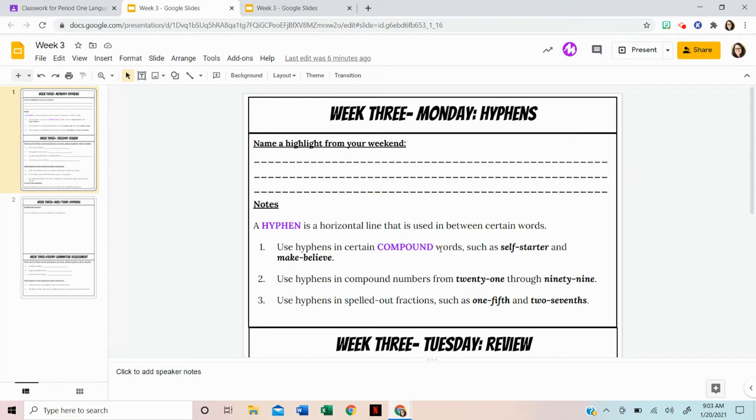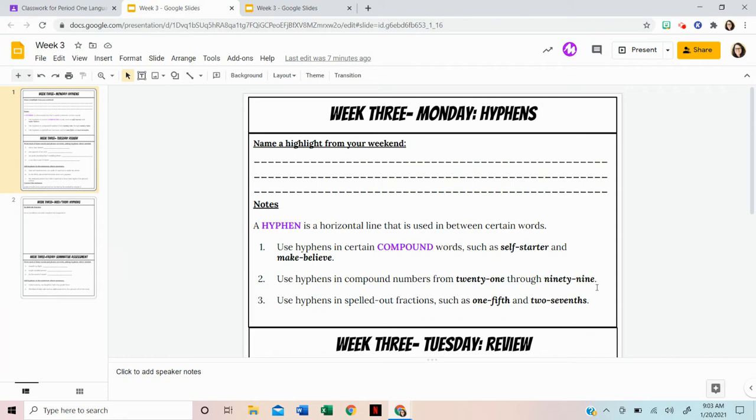So we use hyphens in compound words. Your example is self-starter and make-believe. If we want to combine those compound words, we're going to use a hyphen. Second way we use hyphens are with compound numbers. So when we say like 21 and 99, those are also combined with a hyphen. And then the last way is spelled out fractions. So 1/5 and 2/7 are the examples that they use, and they've combined those with a hyphen. Okay, so those are mainly the only instances in which you're going to use the hyphen is to combine these types of words.